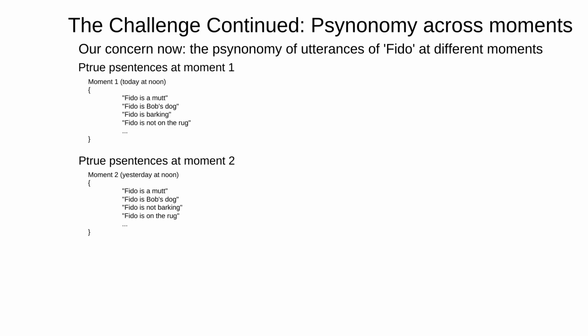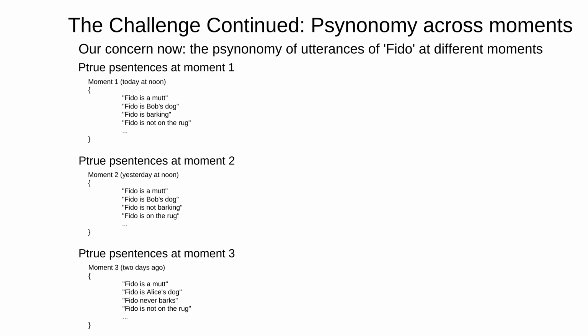And lastly, though, let's say we have another moment, moment 3, say 2 days ago, when the true sentences containing Fido are Fido is a mutt, Fido is Alice's dog, Fido never barks, Fido is not on the rug, and again, presumably quite a long list of Fido containing sentences that are true. And we want to be able to say that the token phrases at moments 1 and 2 are synonymous, but not those at moments 1 and 3. The thought here: moment 3 is meant to capture a moment when we're talking about some completely different dog who just happens to be called Fido.